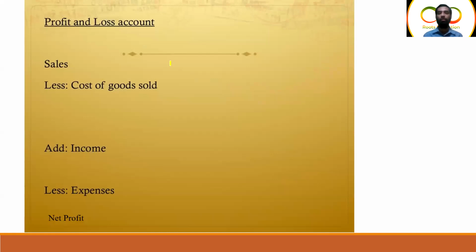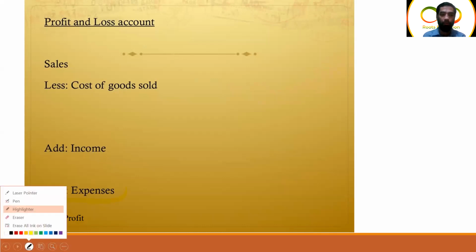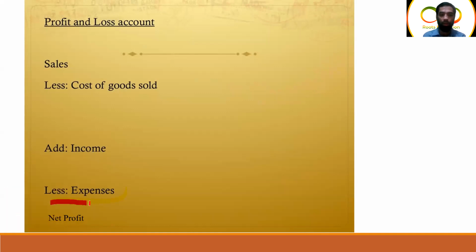So this is the format for the profit and loss statement. First we have the sales, and then we reduce the cost of goods sold, or the cost of production, which gives us the gross profit. And when we subtract the expenses from the gross profit, we get the net profit.